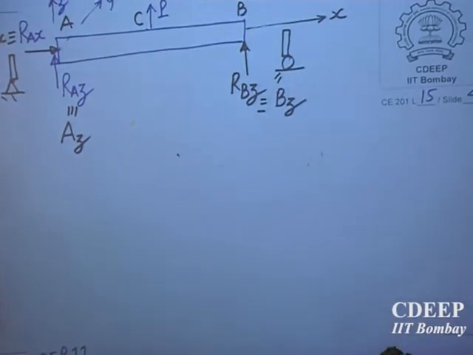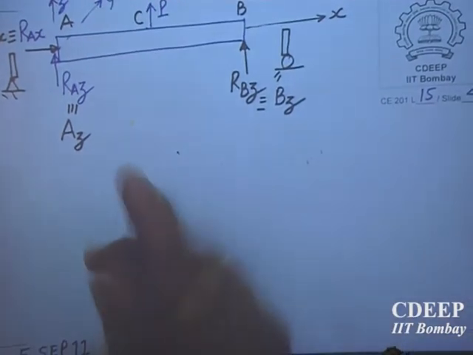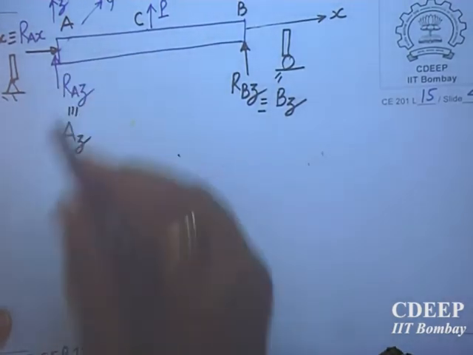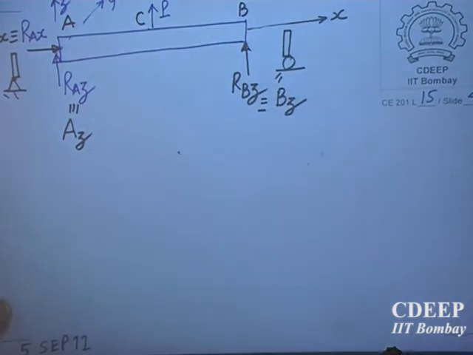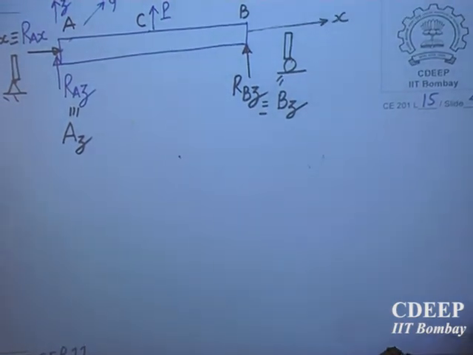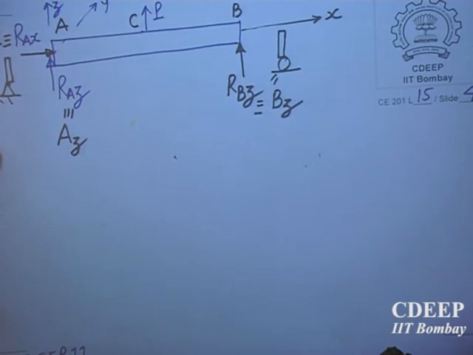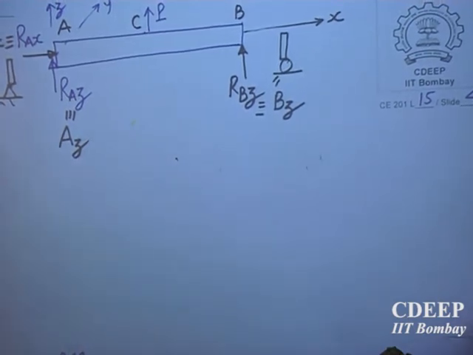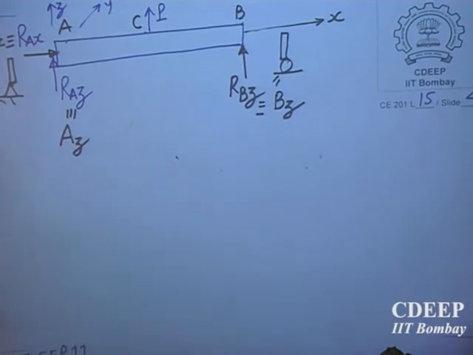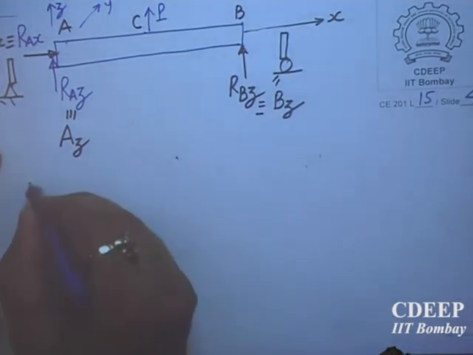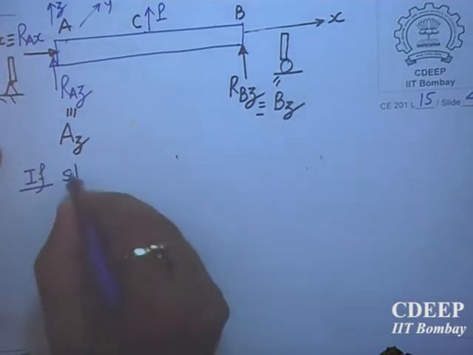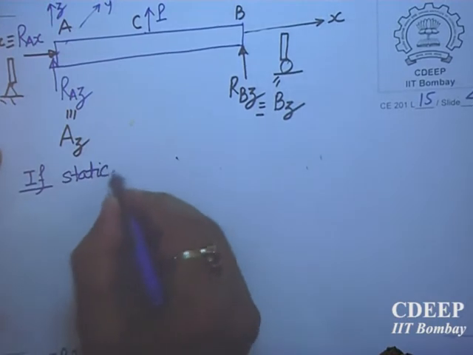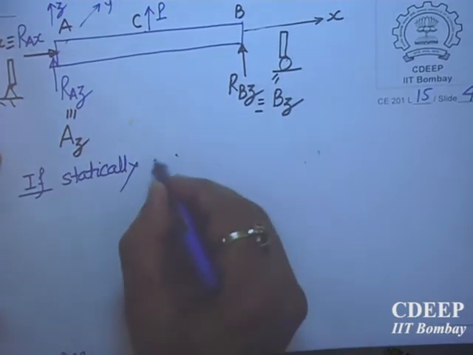So you have got the beam subjected to AZ, AX, then this one. So the first part of the problem is how to get the reactions. If the problem is determinate, you can find out all the reactions. If the problem is statically determinate, and when will this be statically determinate?